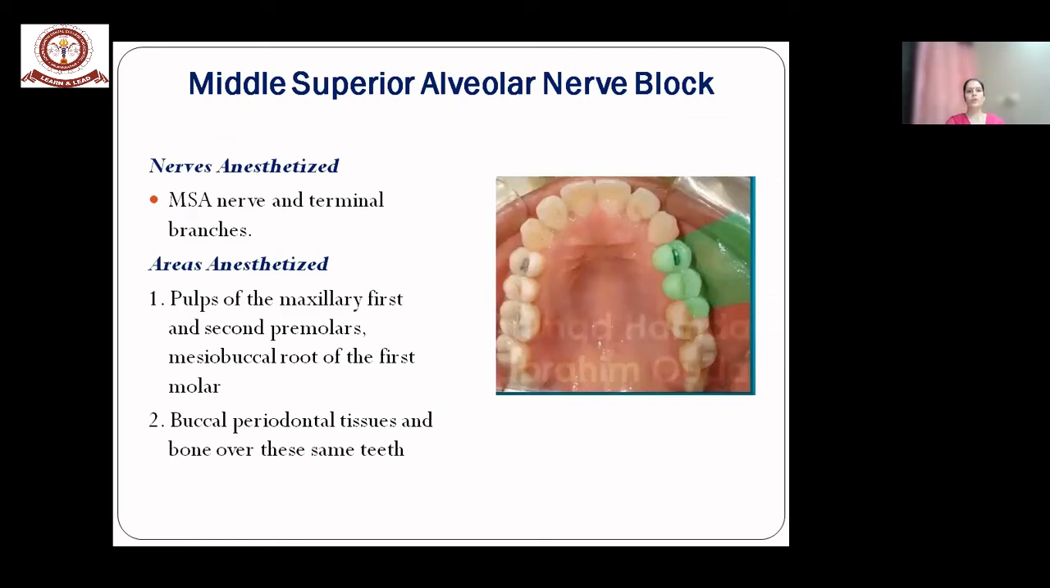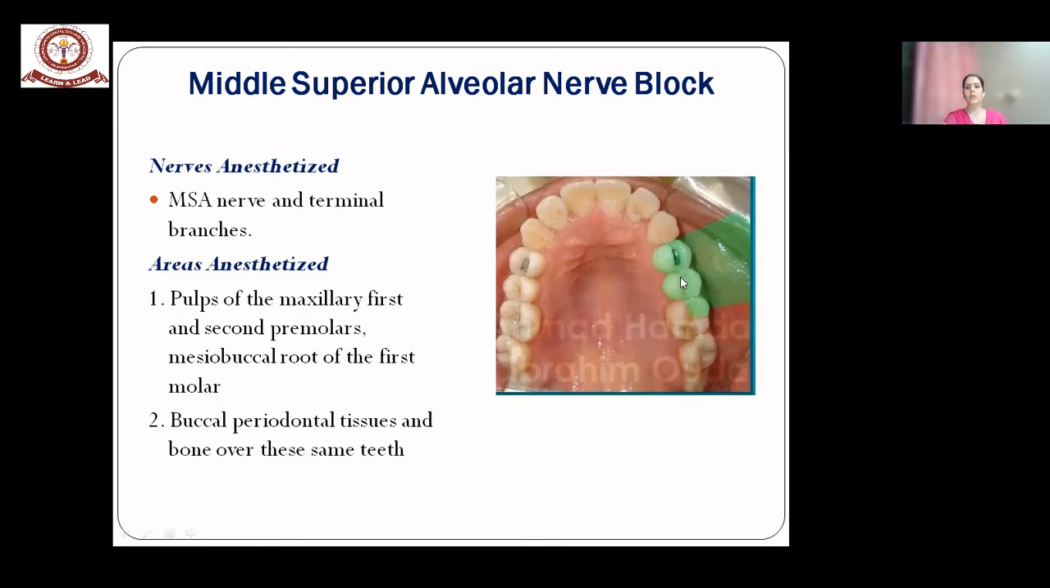So next we move on to the middle superior alveolar nerve block technique. The nerves anesthetized are the middle superior alveolar nerve and its terminal branches. The areas anesthetized are the pulps of the maxillary first and second premolars, and in some cases, if the innervation is not from the PSA nerve, then the MSA supplies the mesiobuccal root of the first molar. This study was performed by Loescher and his associates in a dissection specimen, and he found out that only in 28% of patients, the innervation is from the MSA nerve.